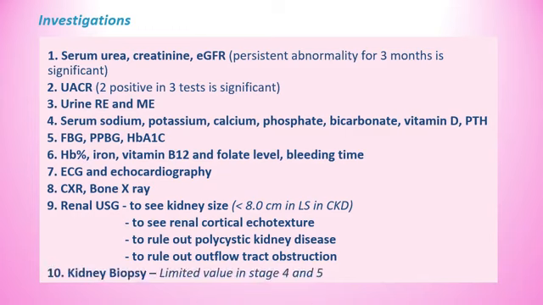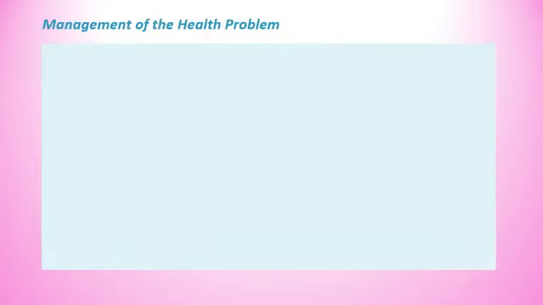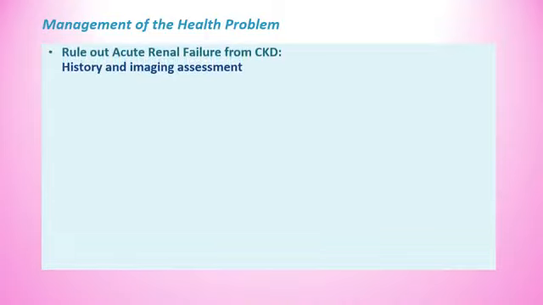Next is the kidney biopsy. It is of limited value in stage 4 and stage 5. Now come to the management of the health problem in your community. First, to rule out the acute renal failure from CKD. How can I rule out? By history and imaging assessment.